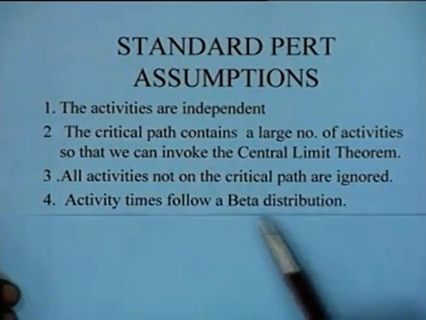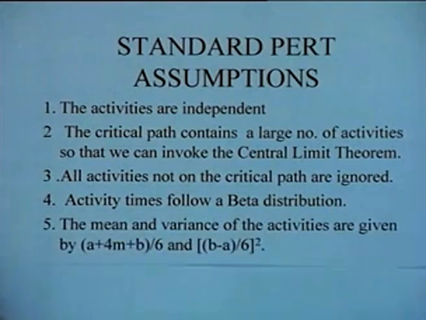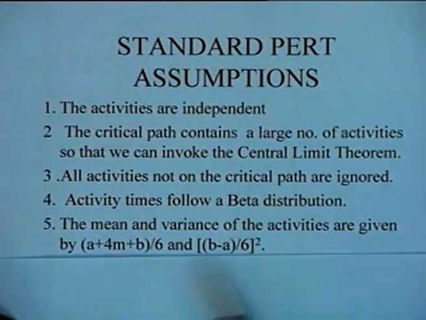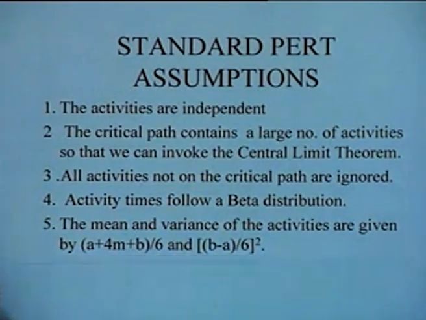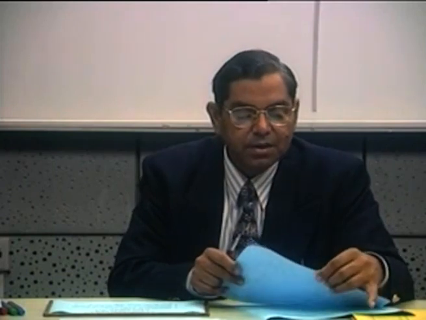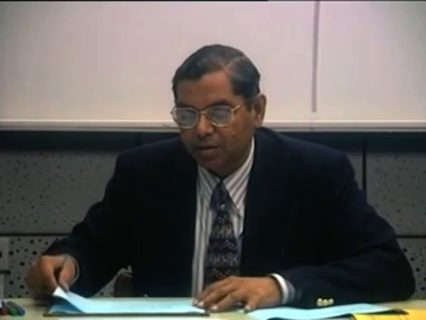Activity times are assumed to follow a beta distribution. This we have discussed. And the mean and the variance of the activities are given by (a plus 4m plus b) by 6 and ((b minus a) by 6) whole squared. This again is an assumption or an approximation from the beta distribution. So these are the 5 major standard assumptions which are made, and all the errors in PERT analysis occur because of these assumptions.